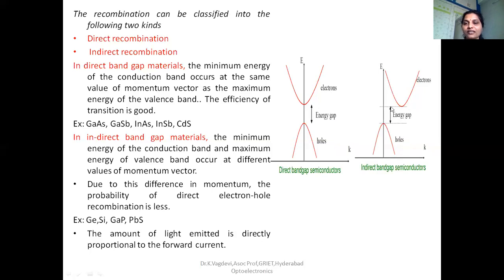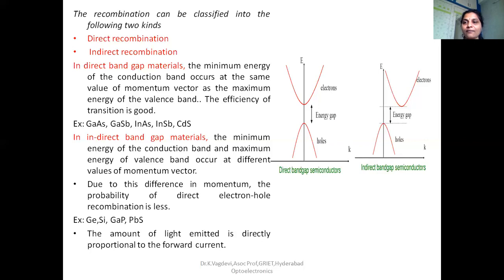We can see this type of indirect band gap semiconductor in germanium, silicon, gallium phosphide, lead sulfide, and so on. That's why if we make a diode using germanium or silicon, we can see the heat coming out on operation, but we can't see light as an output. The amount of light emitted is directly proportional to the forward current, so the mechanism is less in indirect band gap semiconductors. We see the output in terms of heat, whereas in direct band gap semiconductors, we can see light as an output.